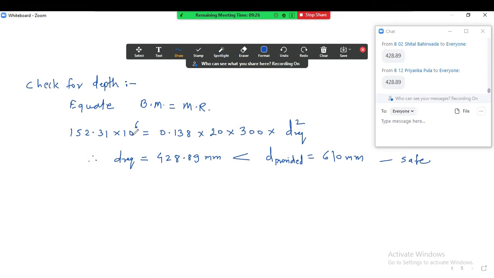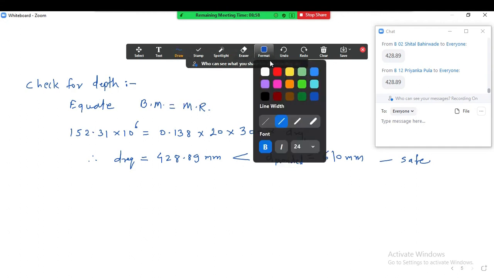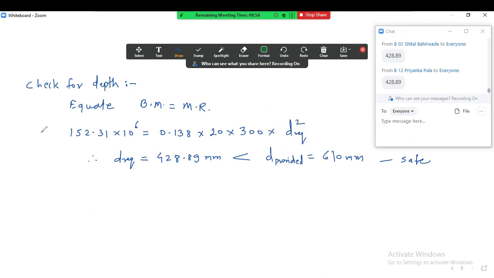So next, steel calculation. Our maximum positive moment is 131.73. For that we will calculate the steel, and for the maximum negative moment we will also calculate the steel, and accordingly we provide the steel reinforcement. Okay. So here, steel reinforcement I will write over here.